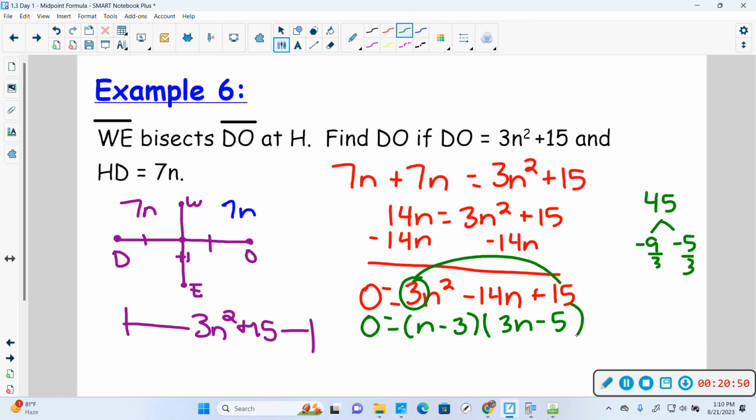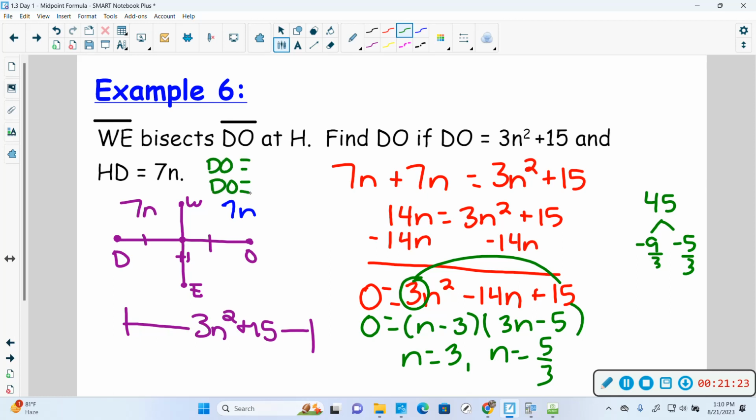Okay, carrying on. What are your two answers for n? 5 thirds, 3. Yeah, nice one, 3. We'd have to add 5 and divide off the 3. Whew. Now, I'm almost out of room. So it also asks you, find DO. So we need the length of the segment. You have 2 answers for n, so how many final answers are you going to have for DO? 2. Okay, I'm going to sneak it on here, because I am running out of room.